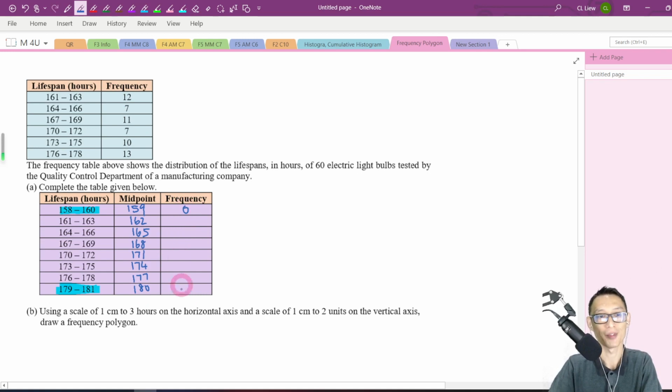This is 0 and this is also 0. These two class intervals, sometimes the table will not have them, but if we are asked to draw a frequency polygon, we need to add them ourselves. Okay, be careful. For the rest, we just copy 12, 7, 11, 7, 10, and 13. Now we can start to draw the frequency polygon.